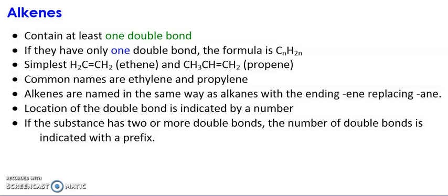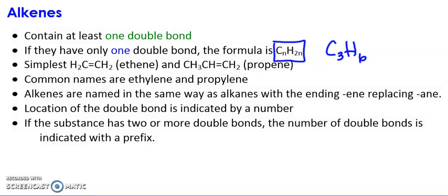This video is on alkenes, what they are, how to name them, and how to draw them. So alkenes are organic compounds that contain at least one double bond. If they have only one, their formula would be CnH2n, meaning however many carbons you have, your hydrogens will be double that. So the simplest two would be ethene and propene with 2 carbons and 3 carbons and one double bond in each.